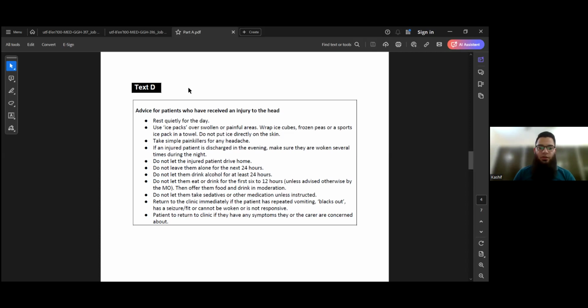As text D is on the screen, we can see it is advice, or it can be information given on discharge. We can see that in text D. What is given in text C, and what is given in text B, and what is given in text A? Dr. Mansha has told me. Anybody else who can just tell me briefly?